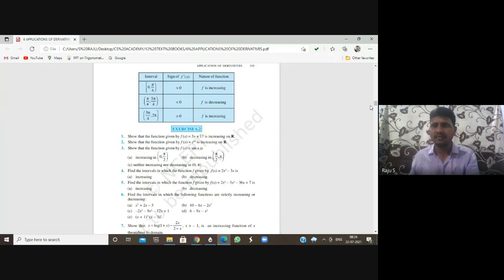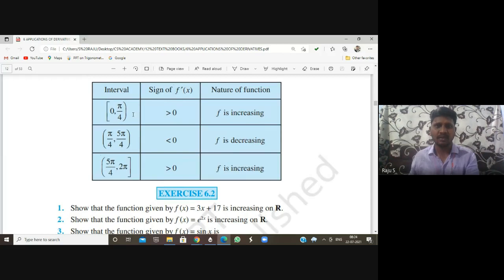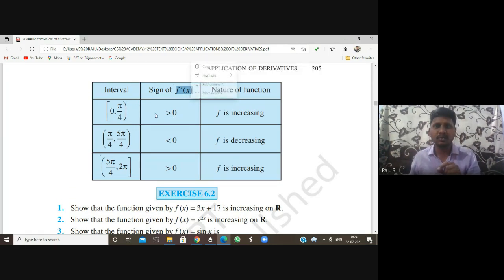Yes, here, if you see some example, sign of f dash of x, nature of the function. So we have to take the interval. In that we have to check f dash of x is either greater than 0 or lesser than 0. Since we know that f dash of x greater than 0 means increasing, lesser than 0 means decreasing.